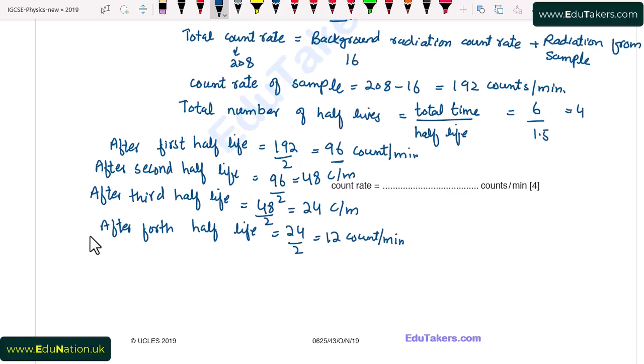So the reading on the detector will be equal to this count rate plus the count rate due to the background radiation, that is given as 16. So it will be equal to a total of 28 counts per minute. So I write here 28.